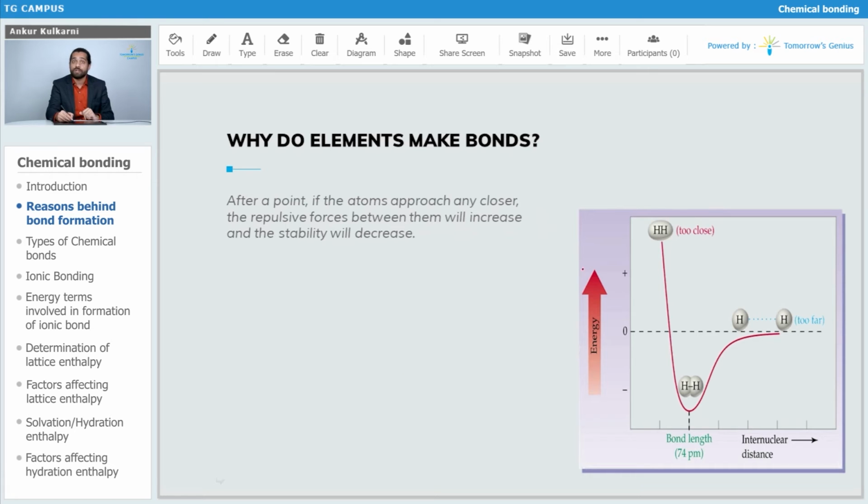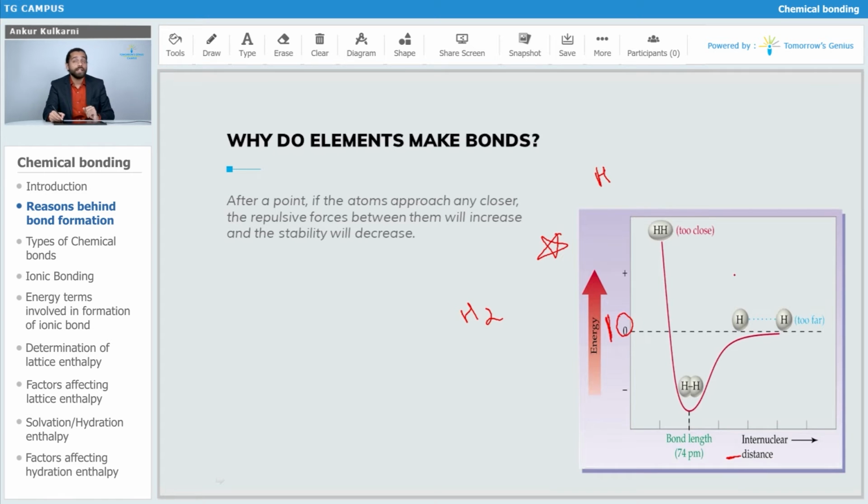Now, as you can see on the screen, there is a graph for the explanation of this. On this axis, there is energy, correct? And here there is intermolecular distance, or we can say a bond length. This is zero, an indication of zero energy. Here we are talking about the hydrogen molecule. What is a hydrogen molecule? That is your H2, correct?